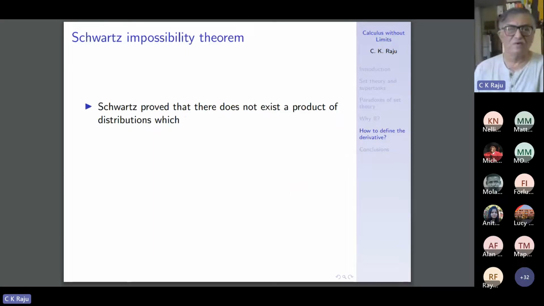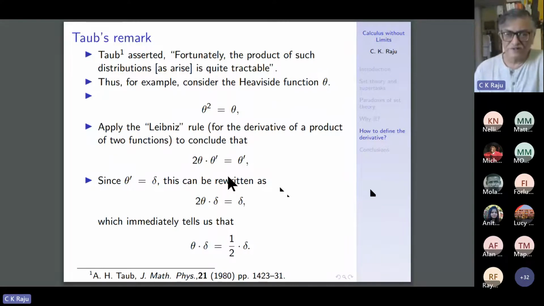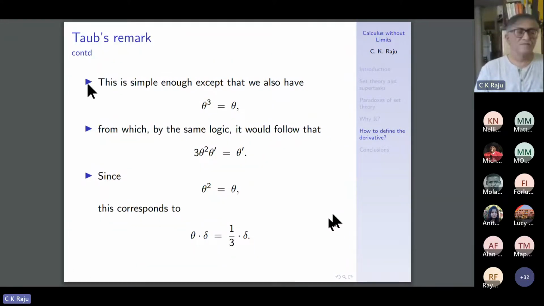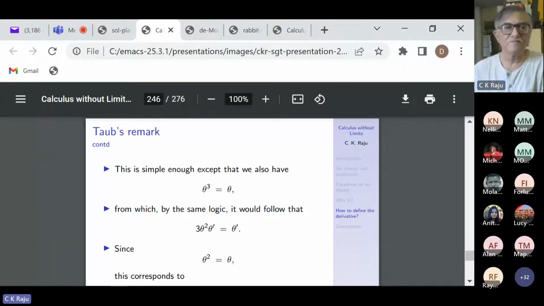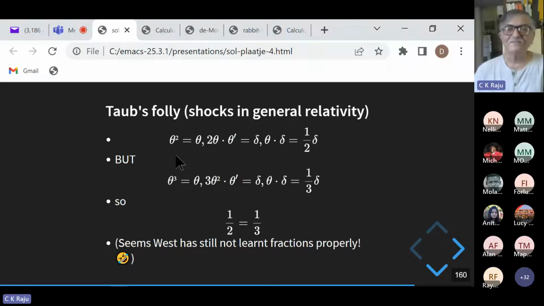I don't want to go into too much detail. This is quite difficult stuff. I think I have a slide on that. I'll come back to that. If this is theta, the Heaviside function, since it is 0 and 1, its square is itself. If you differentiate it and apply the so-called Leibniz rule, you get twice theta times theta prime is theta prime, so theta times delta is half delta. This is in Colombeau, Journal of Mathematical Physics. But then you also have theta cubed equal to theta, and you apply the same logic. But since theta squared is equal to theta, you get half equal to 1/3. That is what I call Colombeau's folly. All right, let me get back to my presentation. So you don't know which definition of the derivative to use. And this I just explained: half equal to 1/3. Apparently the West did not learn to use fractions properly, even now.